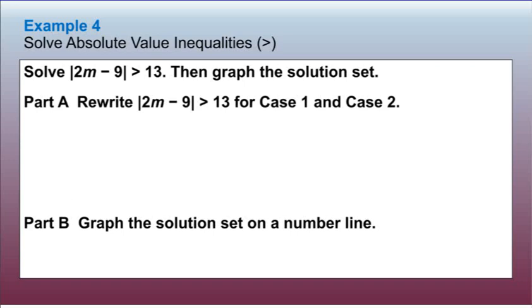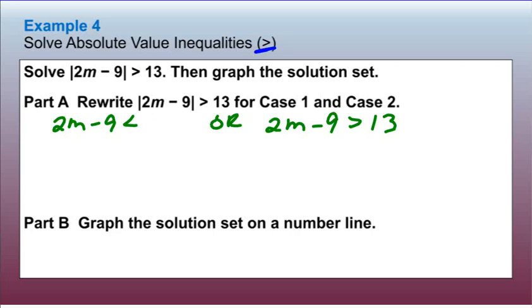Next, so this one is greater than. Greater than means you're going to use the word or. So just think of greater than, so you have or. If I rewrite this, when I take this out, I'm going to have two inequalities. So one's going to be, put that over here, 2m minus 9 is greater than 13. So that's the first one. Or on the other side, it would be 2m minus 9 is now less than the negative version, so minus a negative 13.